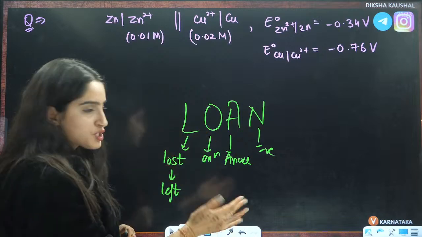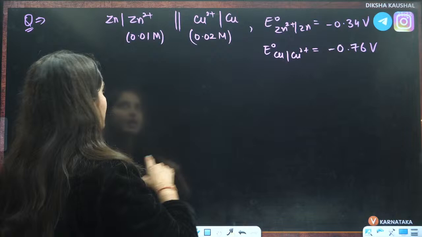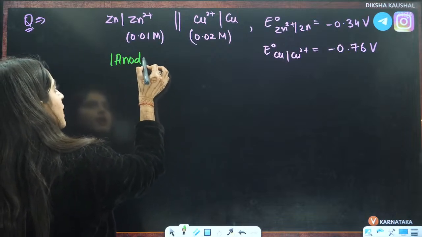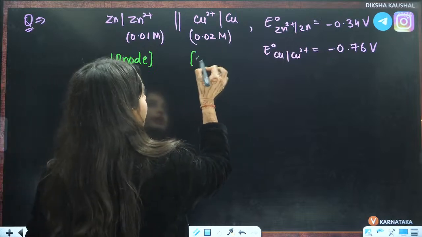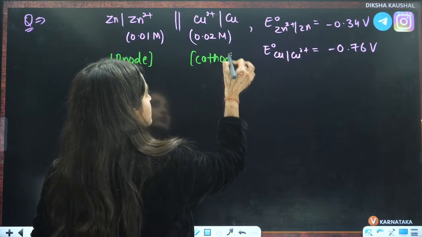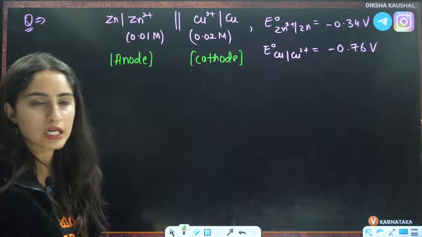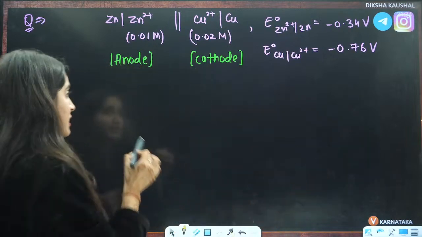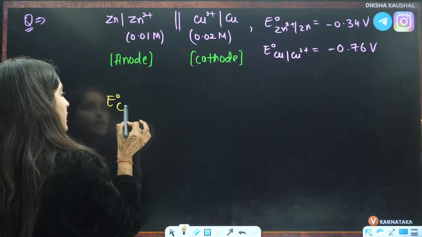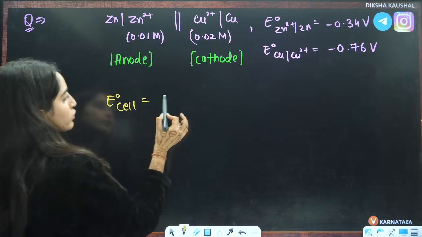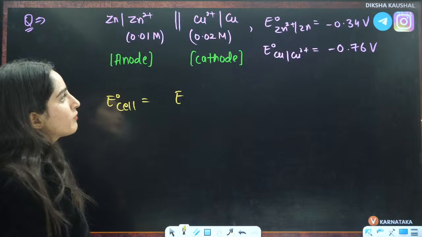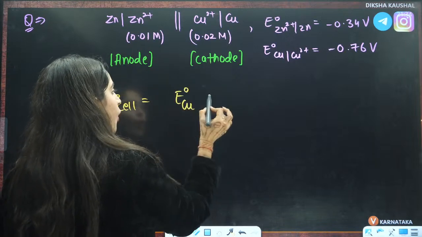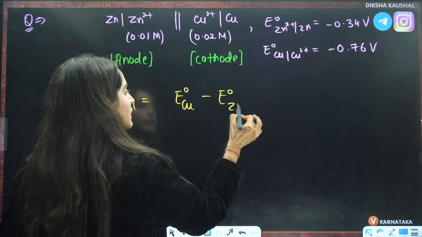Oxidation is what? Anode side, right? So that means on the left side you will have anode. So this is your anode side, right? And this is your cathode side. Okay, so that means we are going to write E naught cell as E naught of cathode. What is cathode? Cathode means we are talking about copper, right? So we have to write E naught of copper minus E naught of zinc.